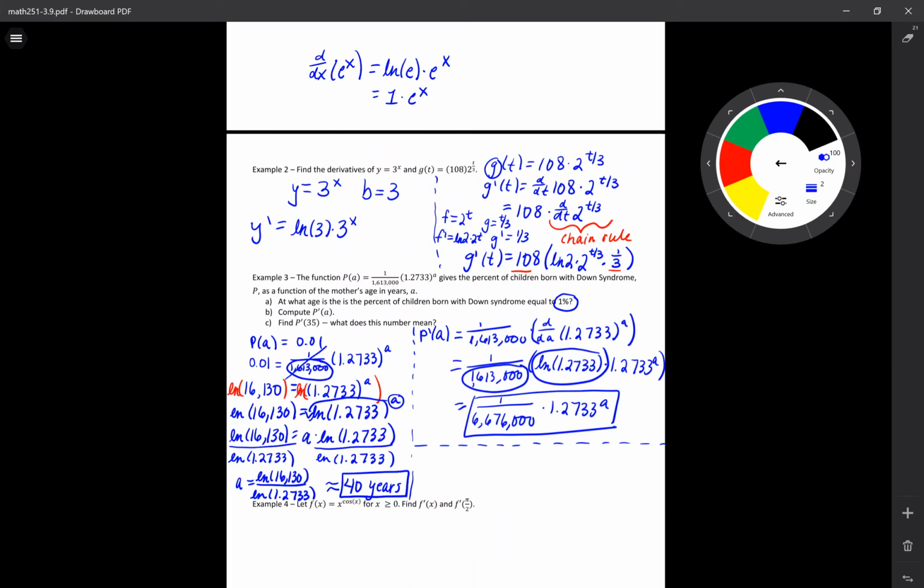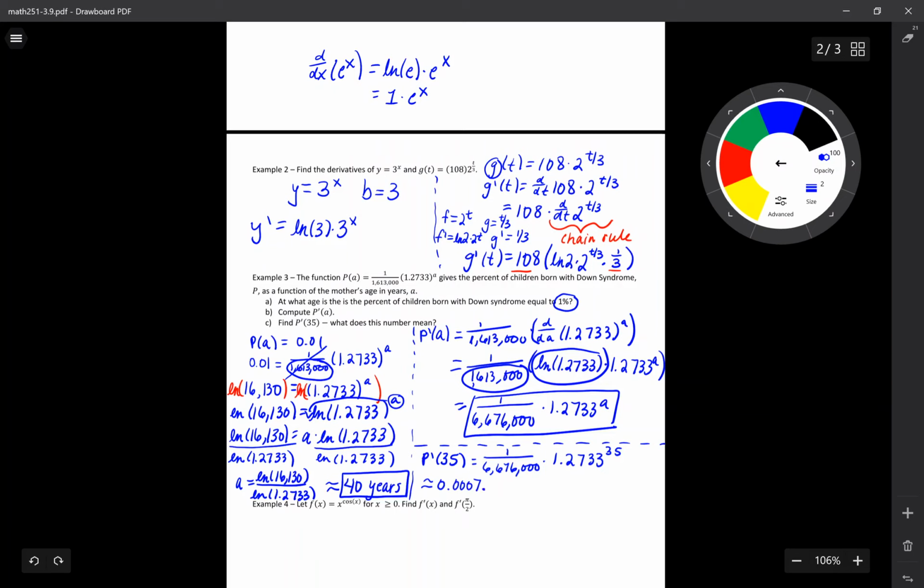And finally, we want to find p prime of 35 and interpret it in terms of this problem. So p prime of 35, well, I'll plug in 35 for this a here, since this expression is p prime. So this will be 1 over 6,676,000 times 1.2733 to the power of 35. If I put this into my calculator, this is approximately 0.0007.